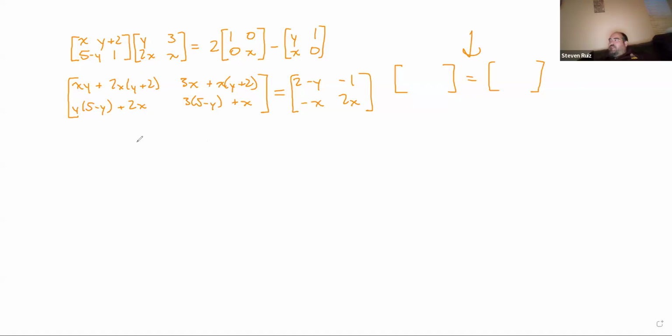Right. So how many equations am I going to have to solve? Looks like maybe 4. Yeah, exactly. So I'm just going to write one of them out because the rest are going to follow suit. So one of the 4 equations I have to solve is this: xy plus 2x times y plus 2 is equal to 2 minus y. And that comes from equating this entry with this one.